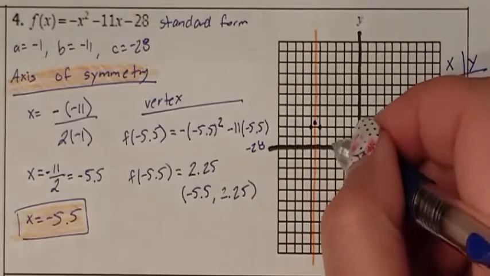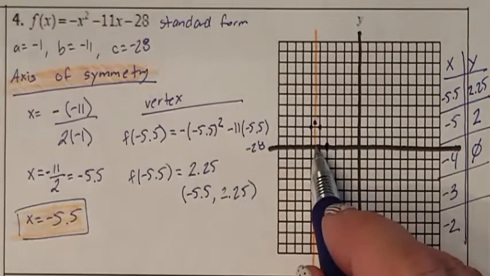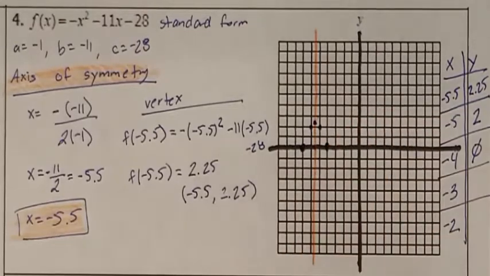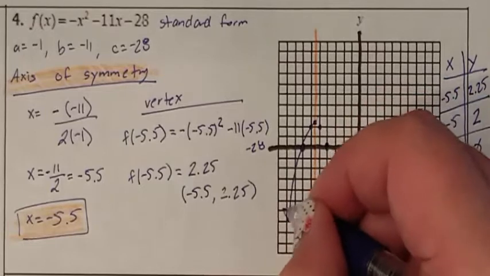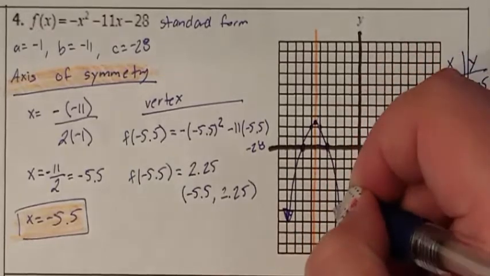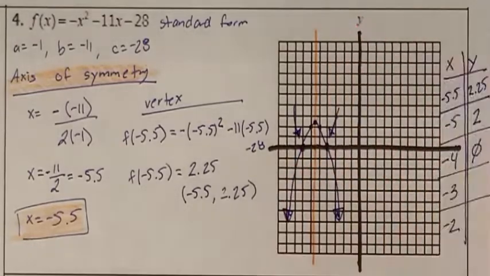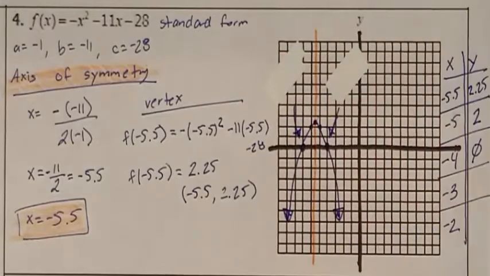So 1, 2, 3, 4. I crossed right here at the negative 4. He is 1.5 away from the axis of symmetry, so his partner is also 1.5 away from the axis of symmetry. I finally reached the x-axis, so I'm going to connect it with a smooth U shape. And right in these two spots where I cross the x-axis are going to be my solutions, my zeros.